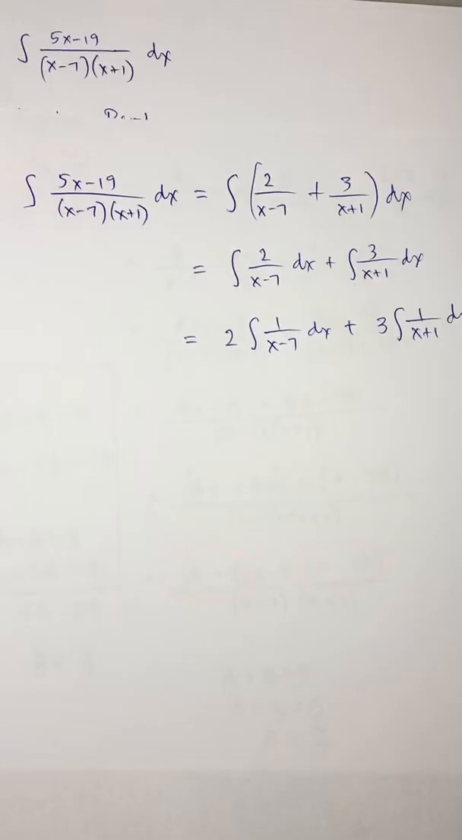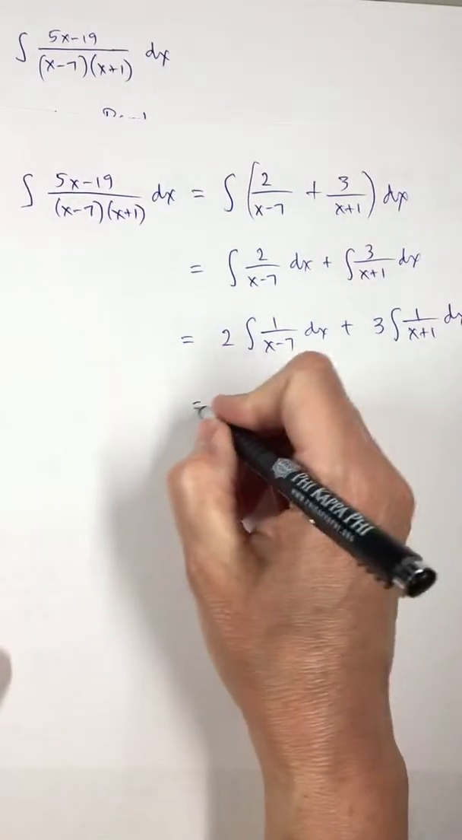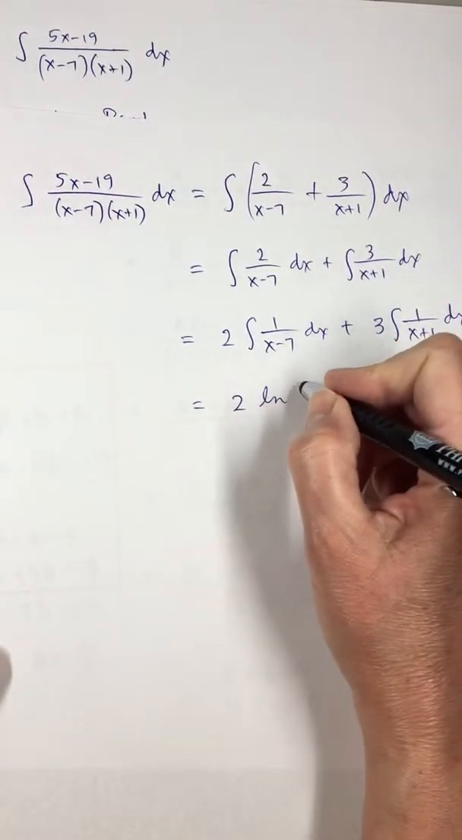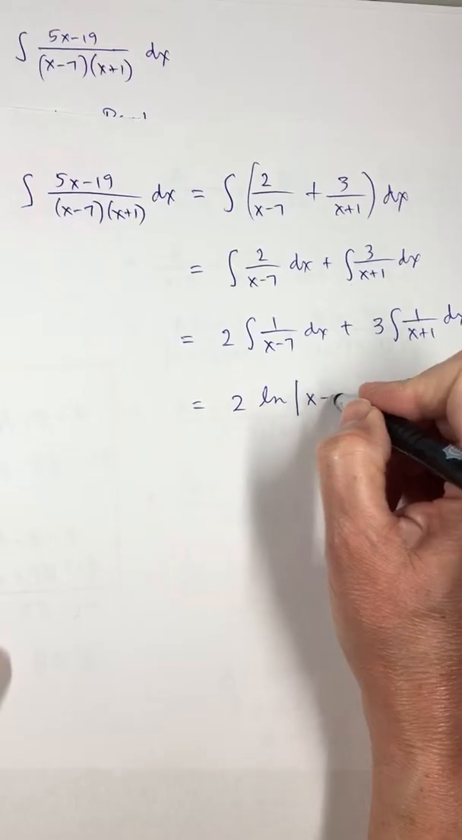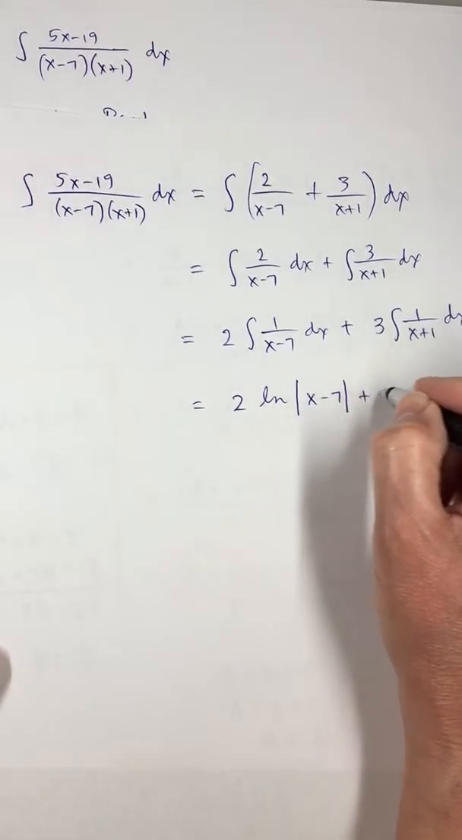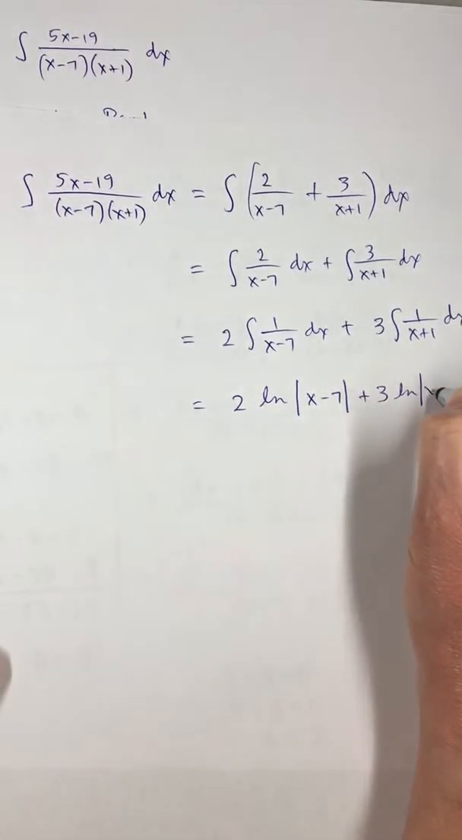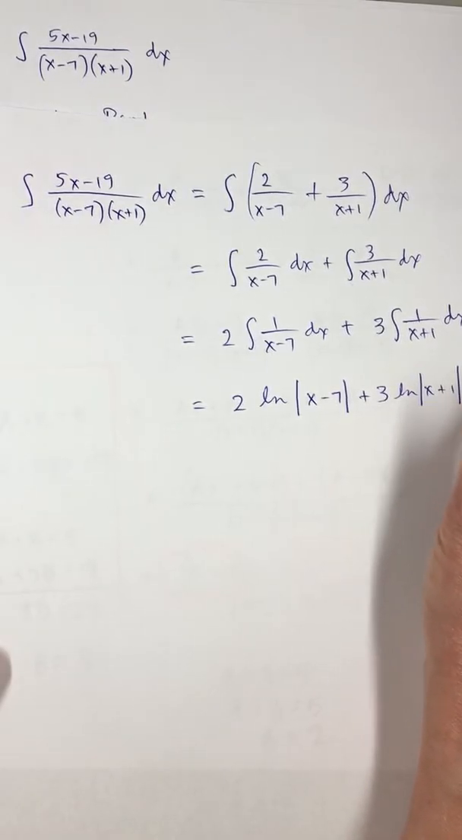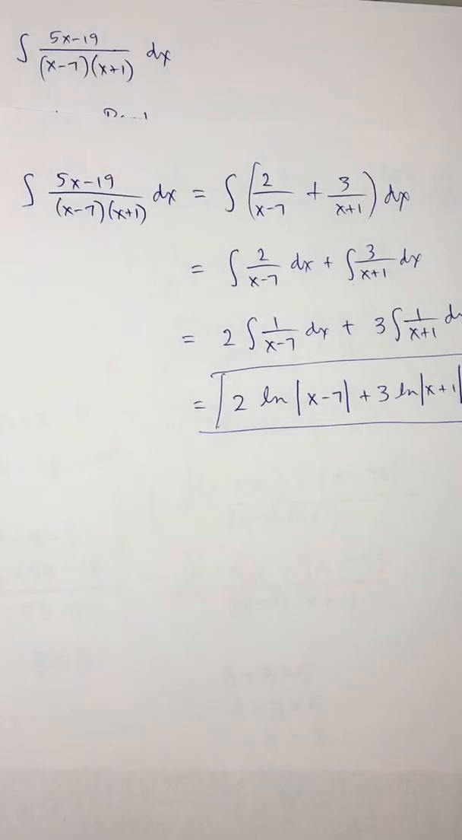And now the integration part of these problems is not the hardest part. It's 2 times the natural log of the absolute value of x minus 7, plus 3 times the natural log of the absolute value of x plus 1, plus c, and there's the answer to that problem.